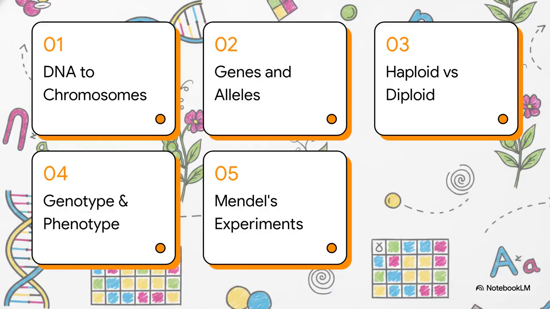Here is our roadmap for today. First, we'll go from DNA to chromosomes. Second, genes, alleles, and traits. Third, the difference between haploid and diploid. Fourth, genotype and phenotype. And finally, we'll wrap up with genetics and Mendel's famous experiments.